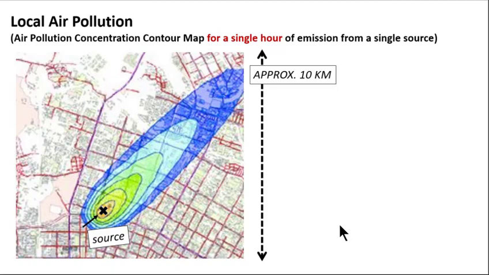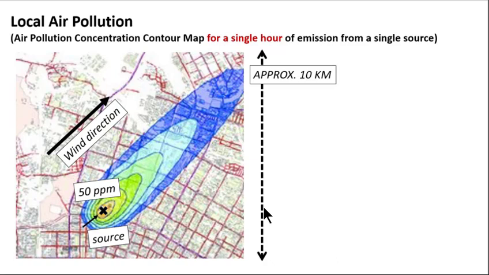Further annotating this graphic, we can depict the wind direction, which in this case, for the single hour depicted, is from the southwest. The wind direction dictates the direction of the plume, which blows downwind of the source from southwest to northeast. The different color shadings then correspond to ever-decreasing concentrations with distance from the source. Near the source, for example, the yellowish-green contour may signify the 50 ppm level.